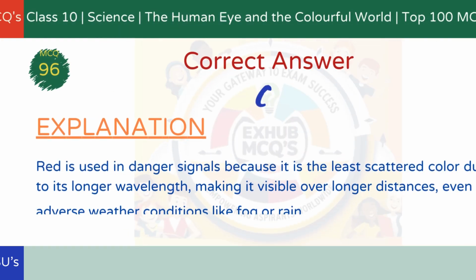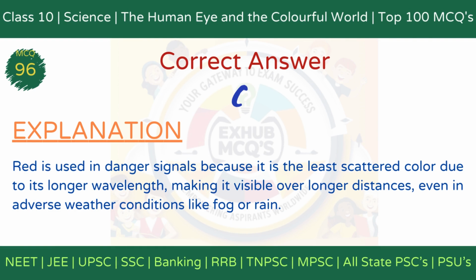The correct answer is option C, red is least scattered. Explanation: red is used in danger signals because it has the longest wavelength, making it the least scattered by atmospheric particles. This ensures it remains visible over long distances, even in foggy conditions.